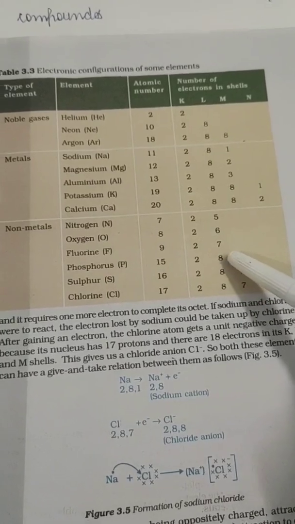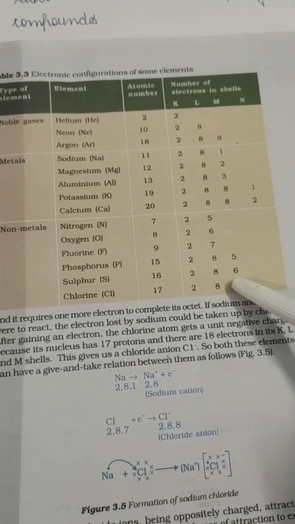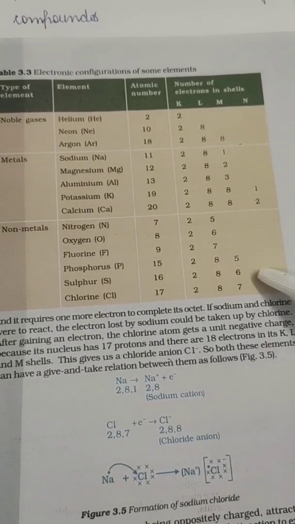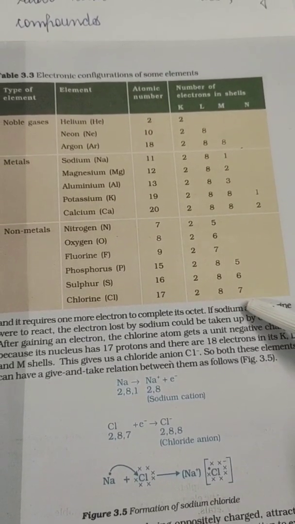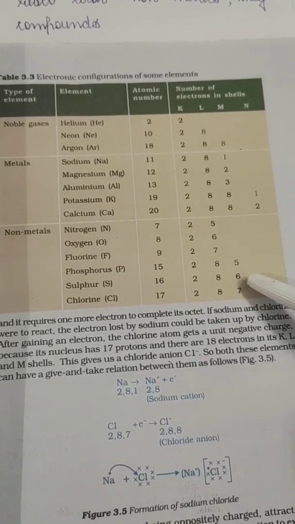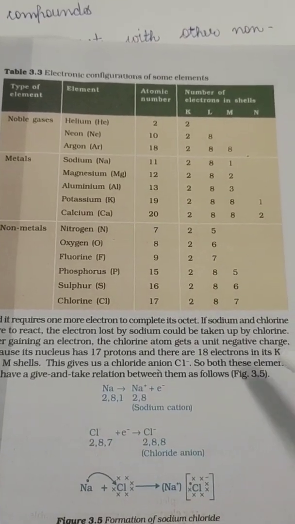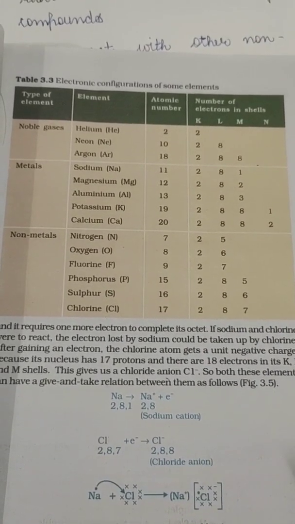In the case of phosphorus, sulfur and chlorine, they will attain the noble structure of argon, because they want to have 8 electrons in the outermost shell. So they will accept 3, here 2 and here 1 electron. So this is the reason they donate and accept the electron.